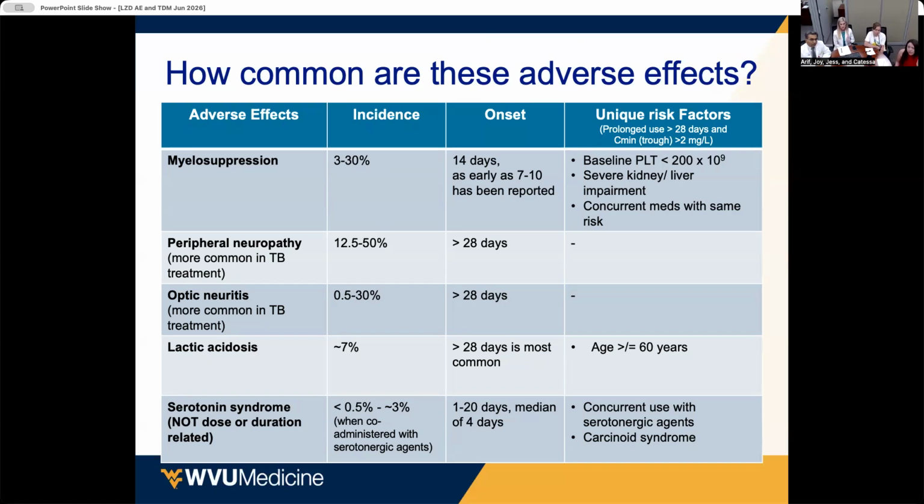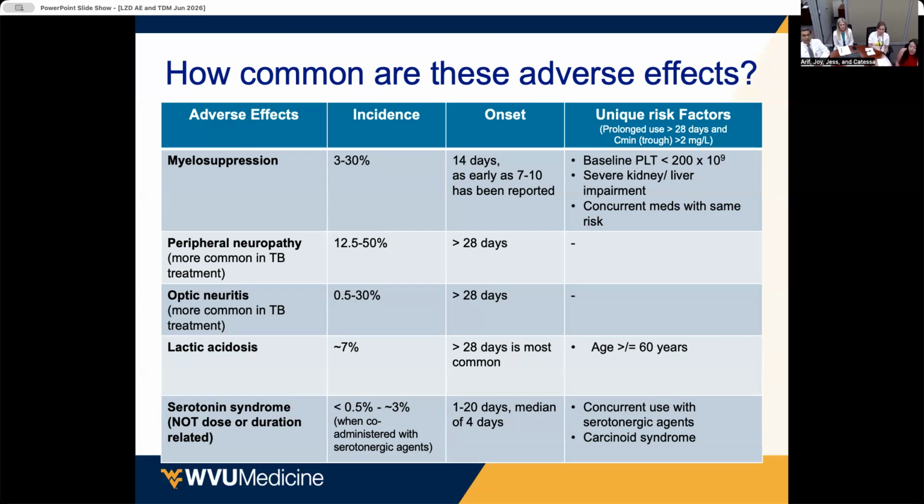Lactic acidosis is actually a little bit more common than maybe what we've thought before, and this is about 7% reported in the literature. Onset is most common after about 28 days of therapy, but can occur sooner. And the unique risk factor with this is age over 60. But I also want to point out serotonin syndrome.